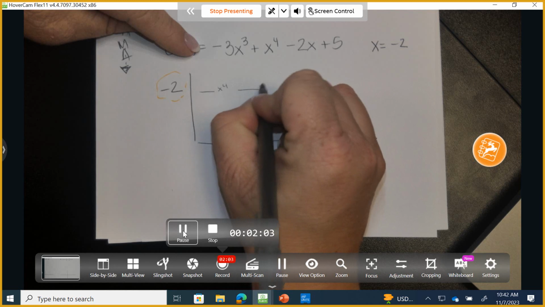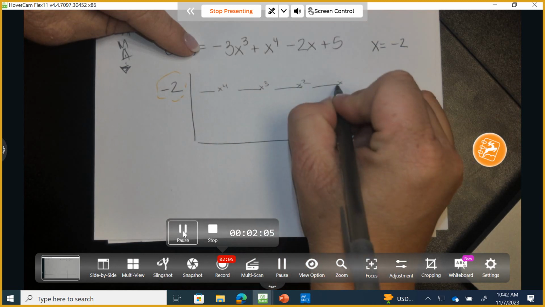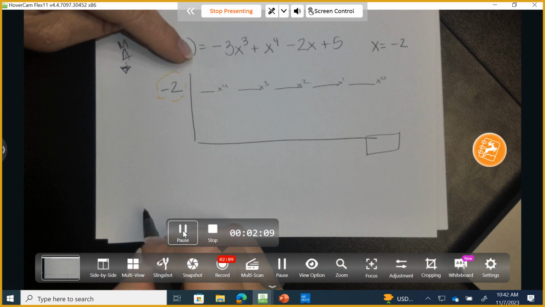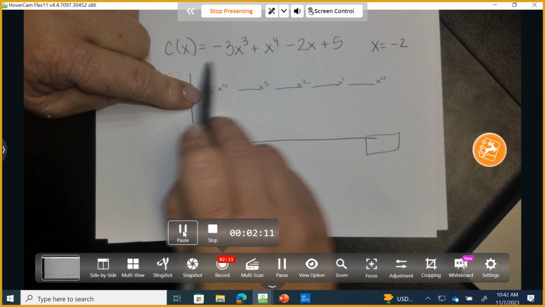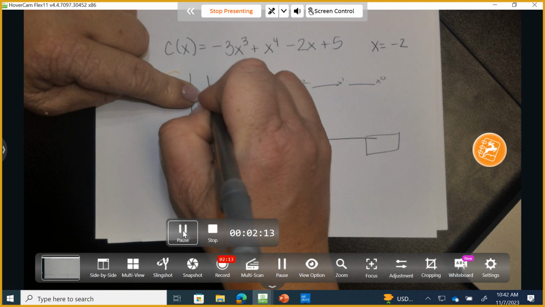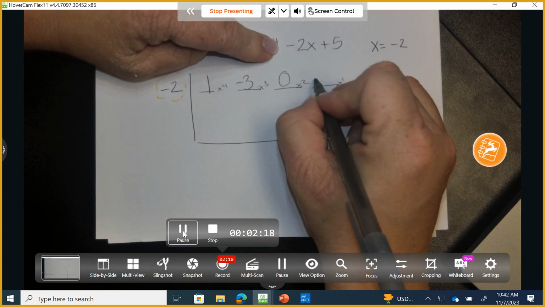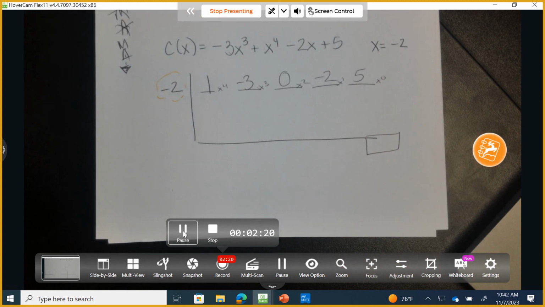Something to the fourth, something to the third, the second, to the first, and to the 0. We always go all the way back to 0. Is there a value that's associated with x to the fourth? Yes, it is a positive 1. X to the third is -3. There is no x squared, a -2, and a 5.